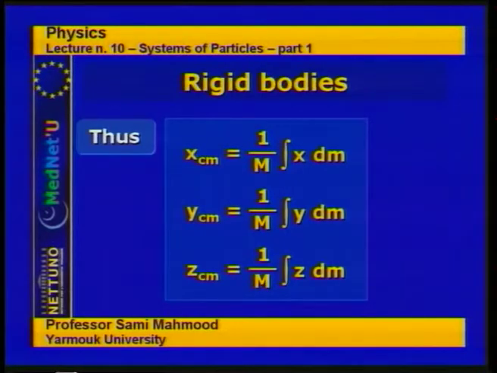The z component of the center of mass is also found in exactly a similar way. It's given by z sub center of mass is equal to 1 over M, the mass of the object, times the integral of the z component of the position of the point of interest in the object, times dm, the mass around it, integrated or summed over the whole body, or over all the coordinates of the body.